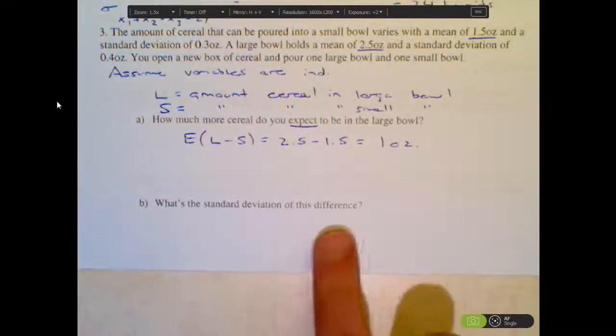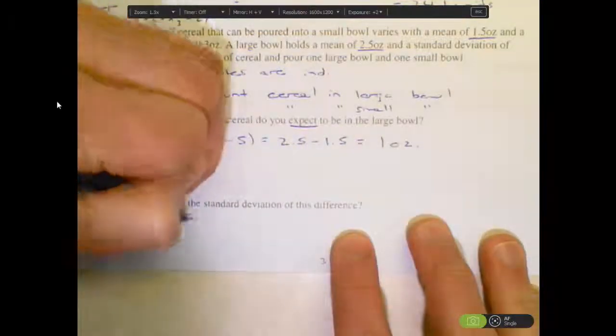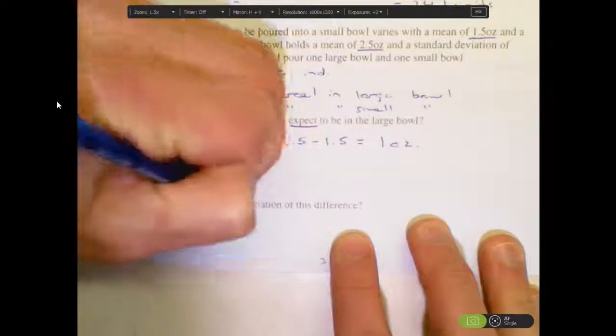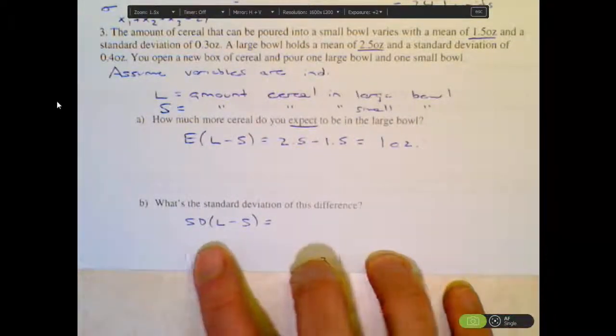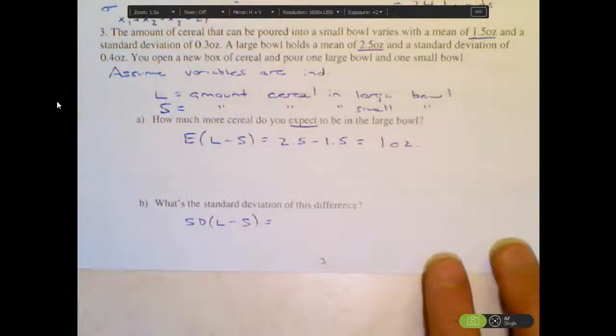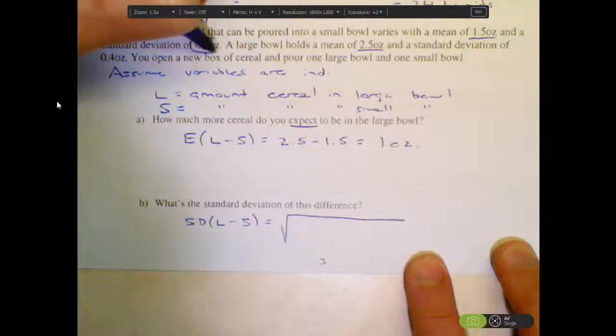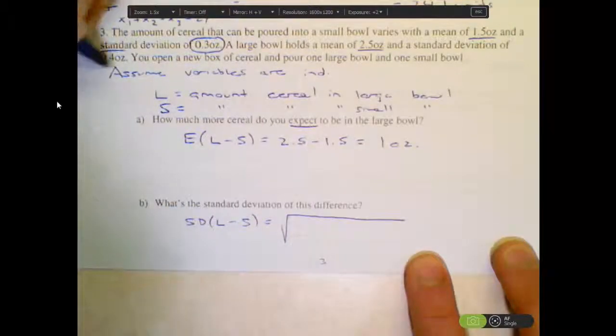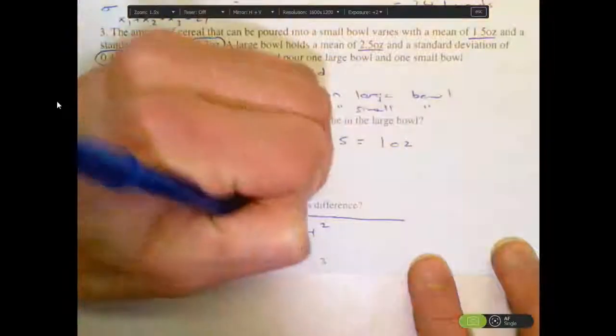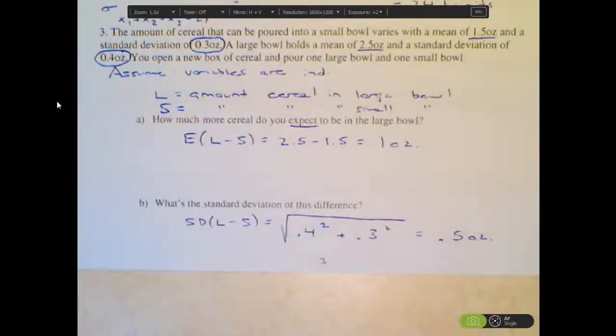What's the standard deviation of this difference? So now I have the standard deviation of L minus S. I have 2 independent random variables, so I have to add their variances. The standard deviation for the small bowl was 0.3, for the large bowl was 0.4. So I have 0.4 squared plus 0.3 squared, and that gives me a standard deviation of 0.5 ounces. So the mean is 1 ounce. The standard deviation is half of an ounce.